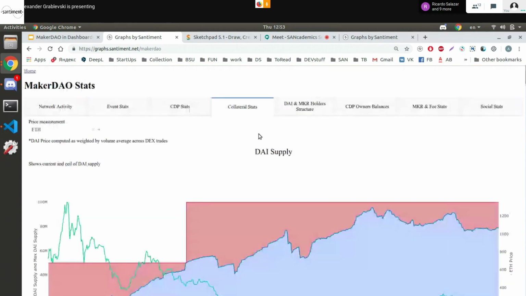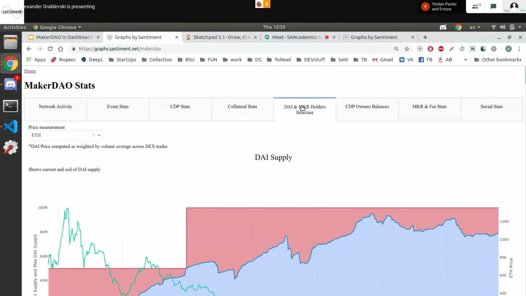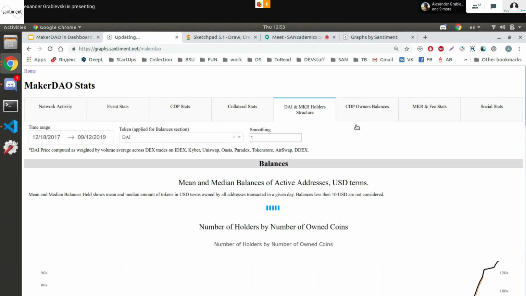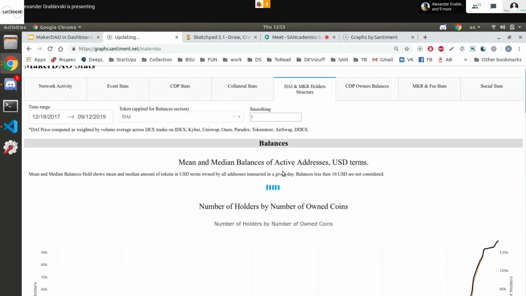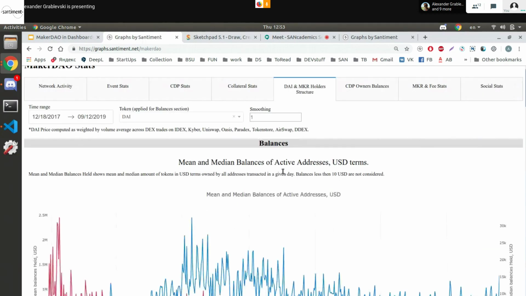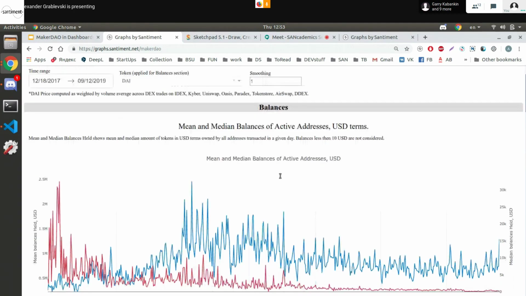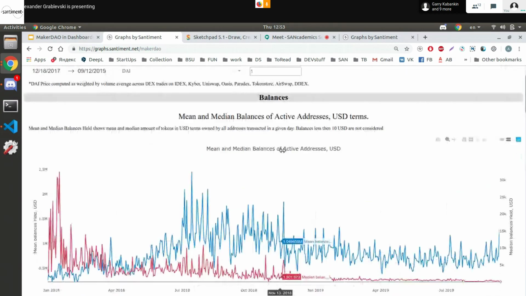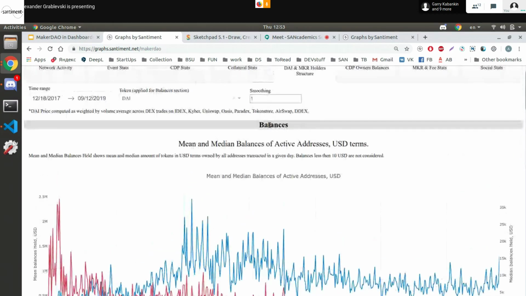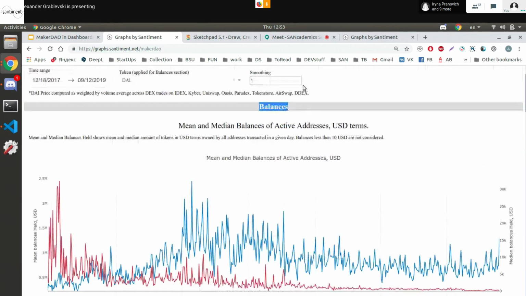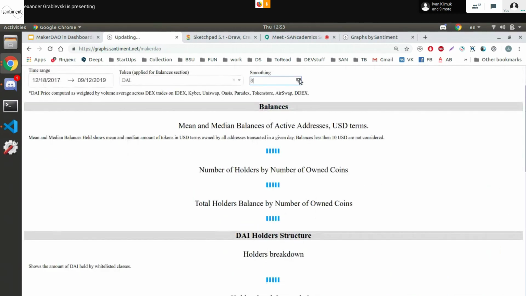Let's move on. That was most of the sophisticated stuff we built. And the next one, DAI and Maker holders. The Maker community cares about who owns the DAI token, so that's quite an important parameter. And we have a bunch of general on-chain metrics that could be found in other places on our platform, like median balances. You see it here, it's better with smoothing. So let's smooth it.